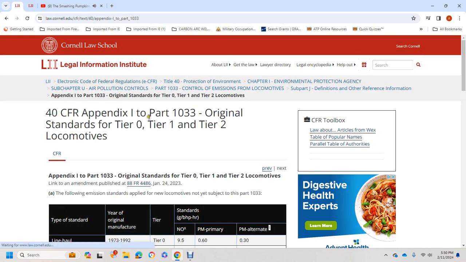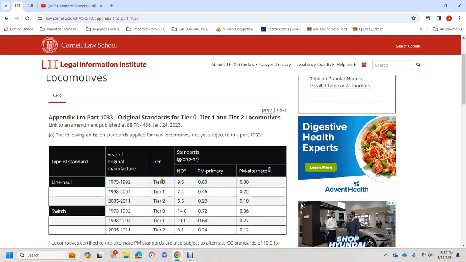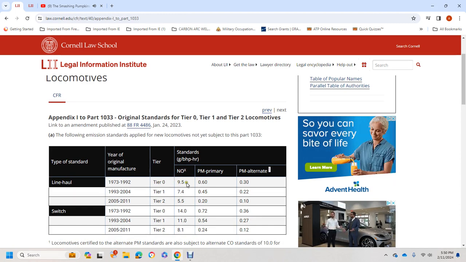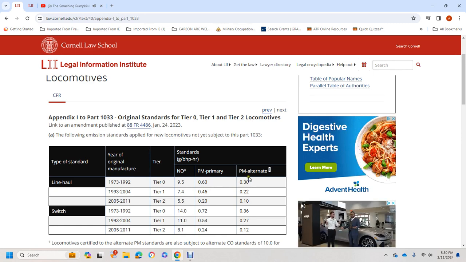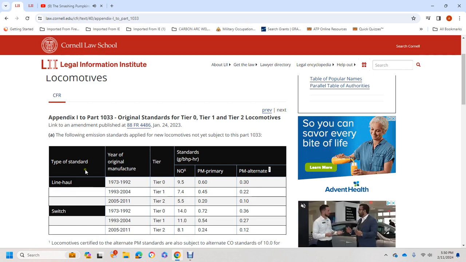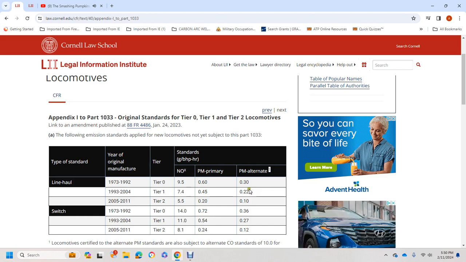Alright, Title 40 CFR Part 1033 Appendix I. Original standards, Tier 0, Tier 1 locomotives, line-haul, 1973 to 1992, Tier 0, 9.5 grams per brake horsepower-hour, particulate matter 0.60 grams per brake horsepower-hour, particulate matter alternate. Then Tier 2, 1993 to 2004, 7.4 nitrogen oxide, 0.45 particulate matter grams per brake horsepower-hour, particulate matter alternative. 2005 to 2011 Tier 2, 5.5 grams per brake horsepower-hour, particulate matter 0.20, particulate matter alternate 0.10.